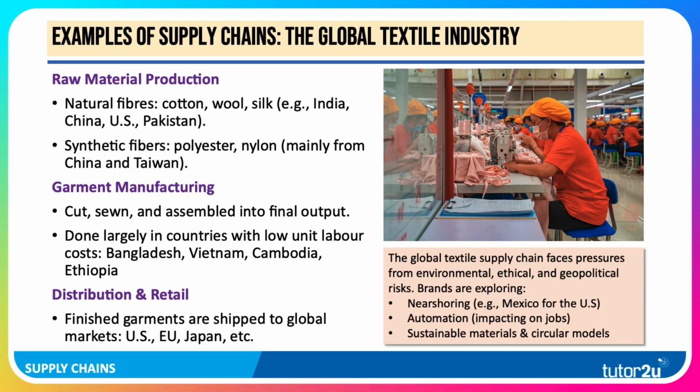The global textile supply chain does, however, face pressure from various sources, including environmental, ethical and geopolitical risks. And so there's some evidence that brands are exploring nearshoring, where they move their production closer to the final markets, for example, Mexico for the United States. The shift towards automation, which clearly impacts on jobs in countries such as Cambodia and Bangladesh, and increasingly, as businesses reflect on the pressures of fast fashion, a shift towards using more sustainable materials and hopefully circular models.